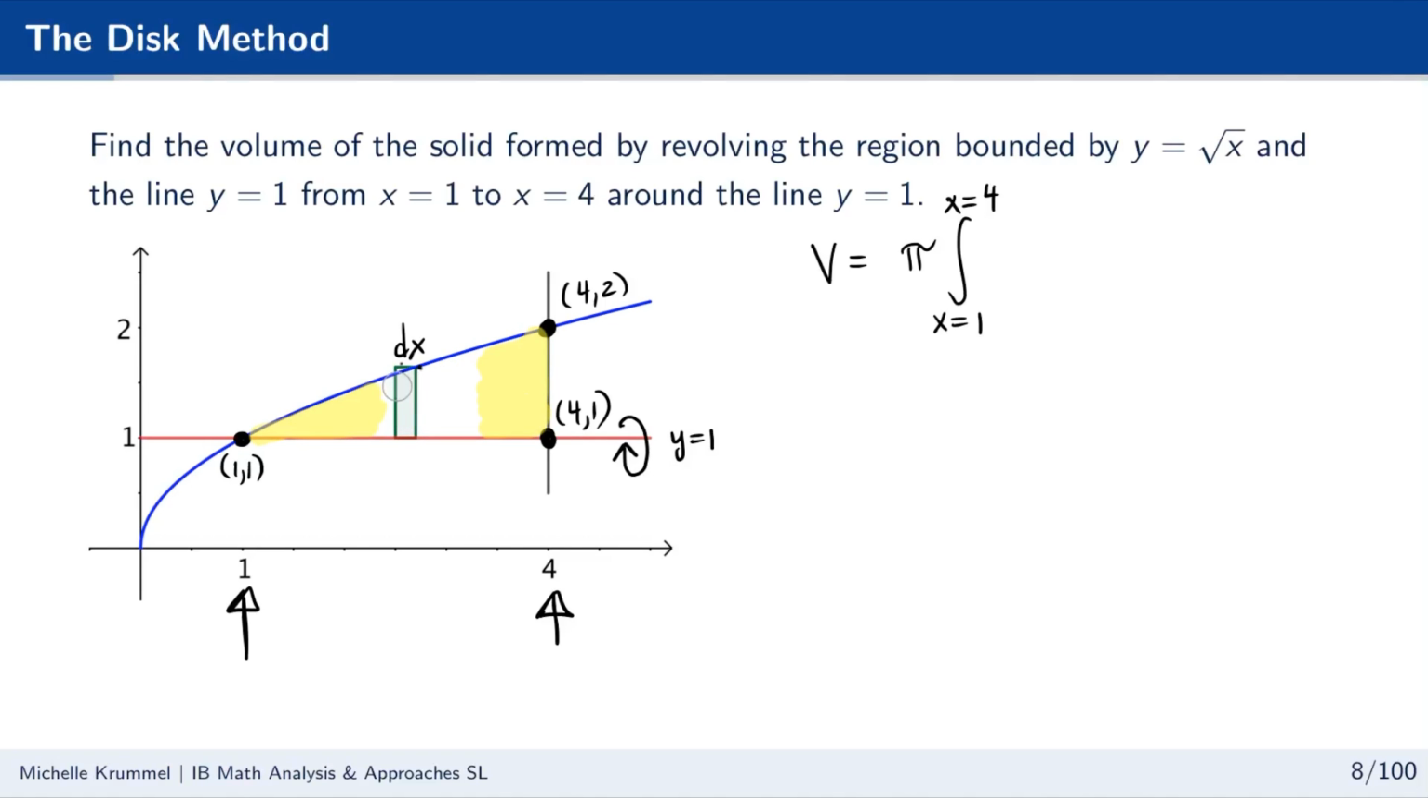So let me erase some of this so we can see what we're doing. The top of this rectangle, we need the top y minus the bottom y. So the top y is just that equation, y equals square root of x, and the bottom y is coming from that red equation, y equals 1. So here top minus bottom is square root of x minus 1. That's my radius, and I need to square my radius, and then multiply it by dx. So there's our setup.